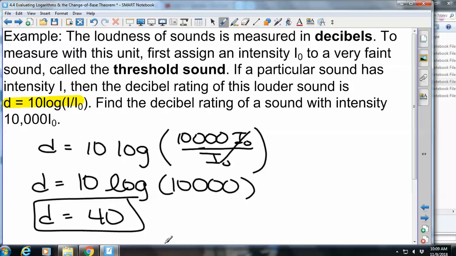So really all we're doing on these problems is being able to plug things into a formula given to us. So you just need to find your formula and make sure you're plugging your variables in the appropriate spot. Alright, ready for another one?